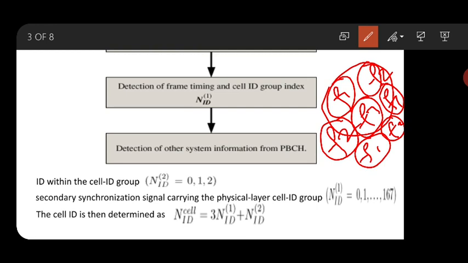Basically, for a configured cell cluster of 3, we are using 0, 1, 2. Each cell will be given a different number, as the user will be processing.